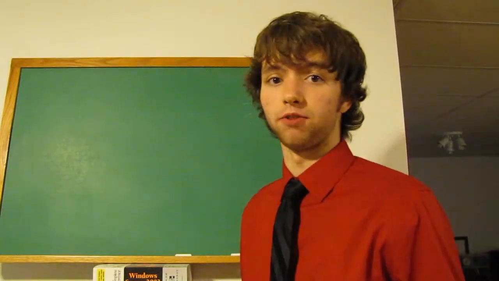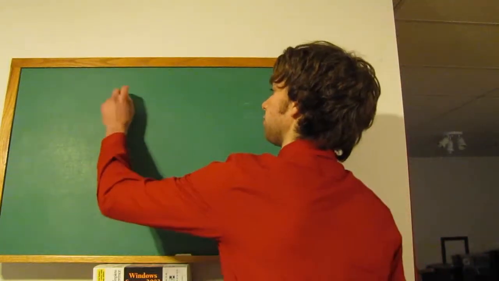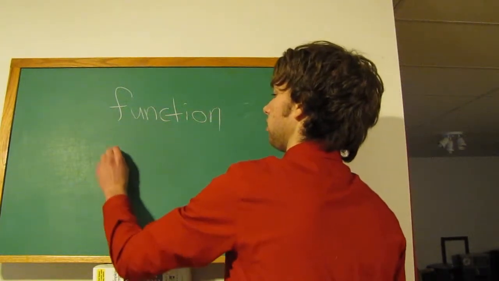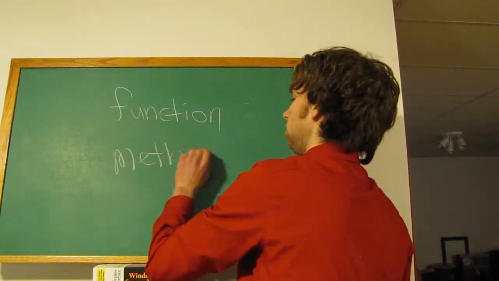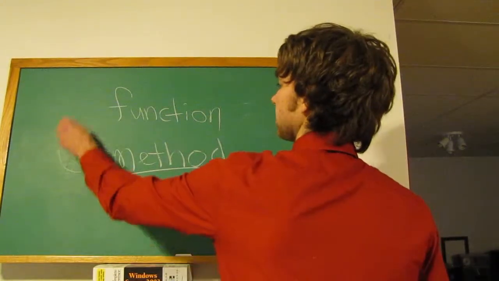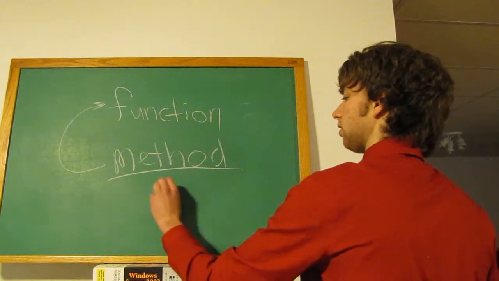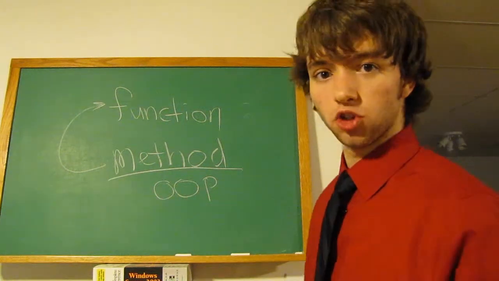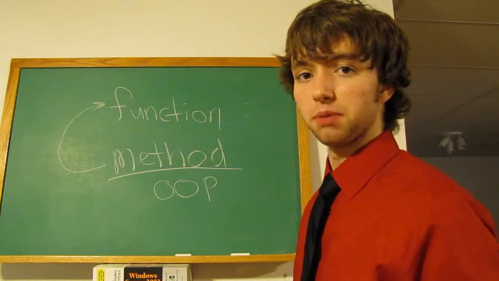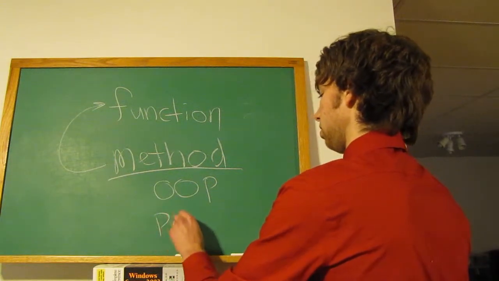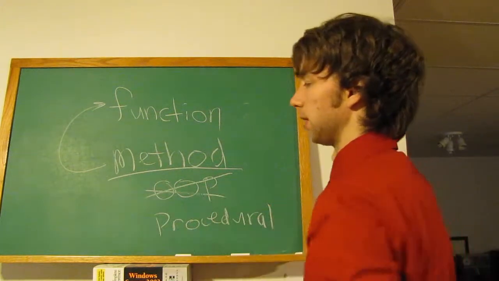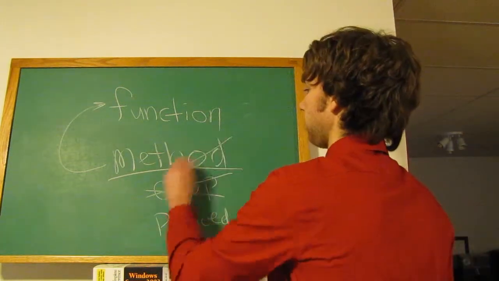Alright, so what is a function? You may have heard of either the term function or method. Well, a method is pretty much the same thing as a function, but in object-oriented programming, such as JavaScript or Java. So, PHP is a procedural programming language. So it's not an object-oriented programming language. So we don't have methods.